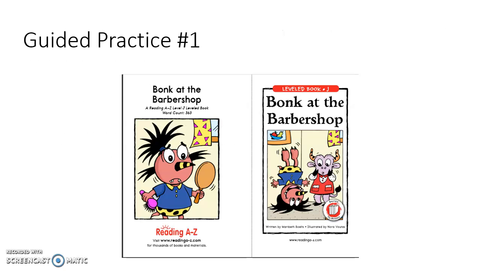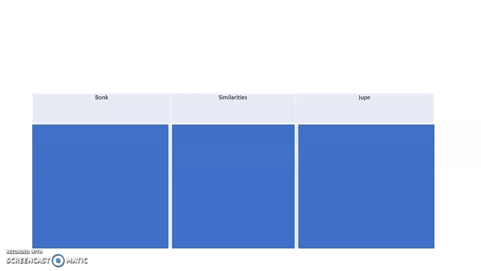So first we're going to look at the book Bonk at the Barbershop. I'm going to read this book to you, and I want you to be thinking of the similarities and differences of the two characters that I'm going to give you. We are going to be comparing Bonk and Jupe. As I read, I want you to really try to focus and try to find at least one difference for each character and one thing that could be the same.